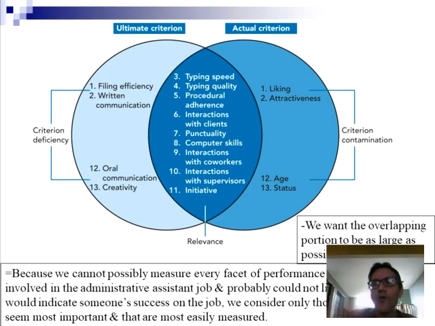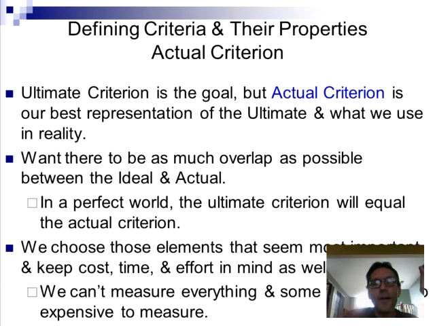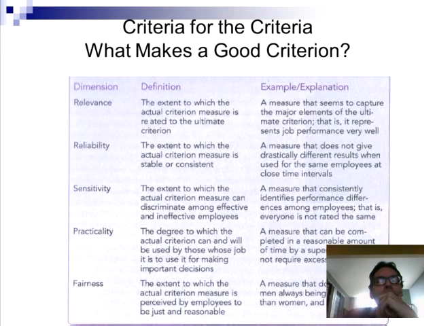You want it to overlap, but ultimately there will not be complete overlap. Okay? Another reason: because of cost, time, effort, there's going to be less than perfect overlap. So when looking at criterion, we can talk about what makes them good, okay? And we'll break it down into relevance, reliability, sensitivity, practicality, and fairness. And we'll kind of pull each of these apart, and you can use this slide as a reference point for yourself.